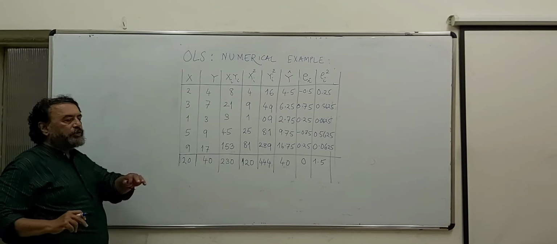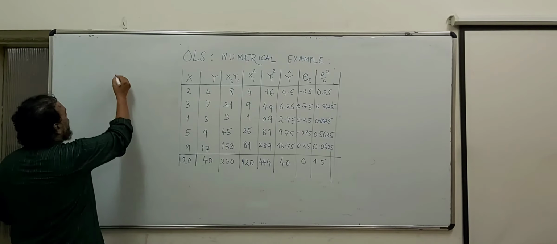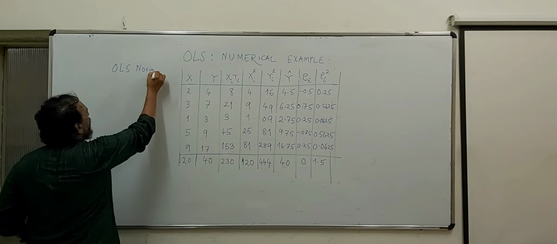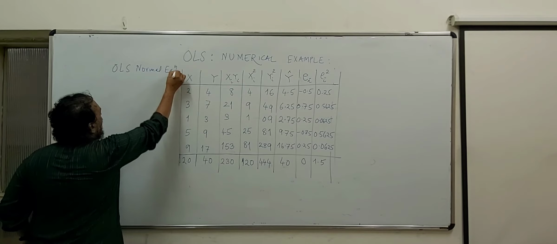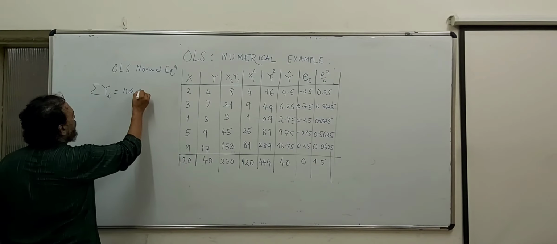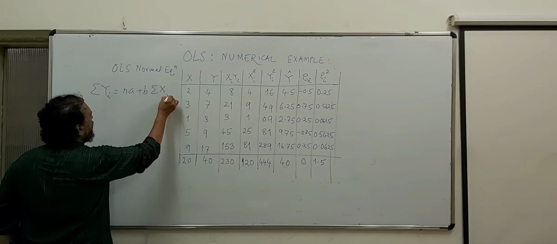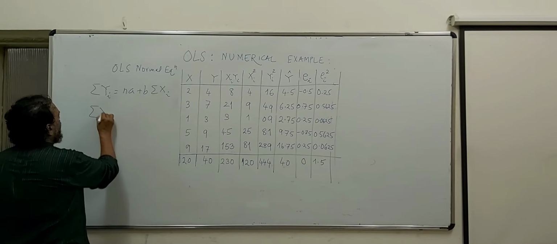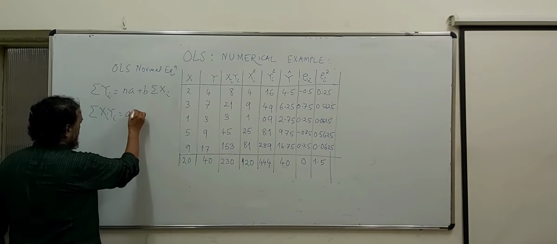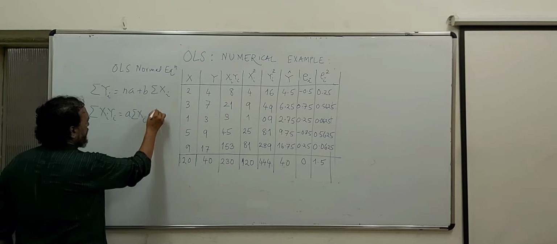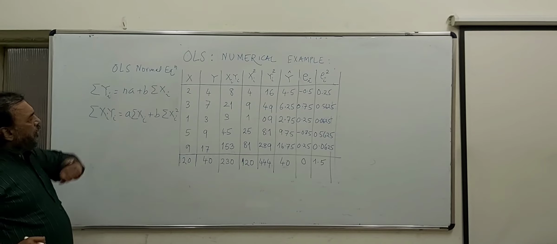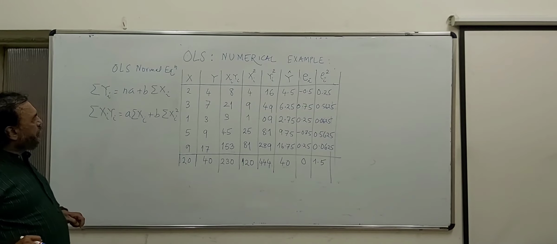And we know that these estimators that we have derived are of the type where, in fact, there are two ways in which we usually write them. Firstly, let's call it what are called the OLS normal equations, and they are of the nature: summation yi equals n times a plus b times summation xi, and summation xi yi equals a times summation xi plus b times summation xi square. These are the two simultaneous linear equations which we derive.